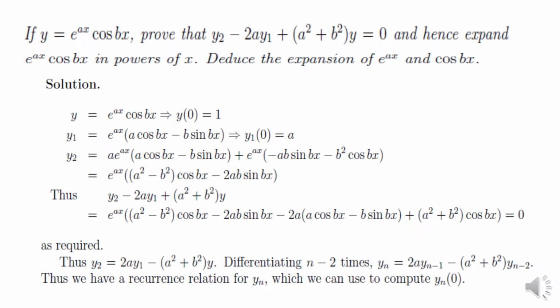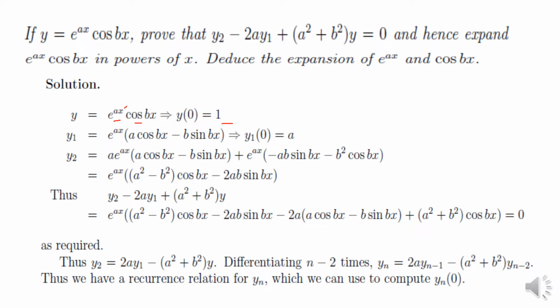Now we put the value of x as 0 in y and we get y0. So we get this as 1, this as 1, x is 0. When we put e to the power 0 cos 0, both are 1, so 1. When we differentiate it we get y1. It's a product of two functions, e to the power ax and cos bx.